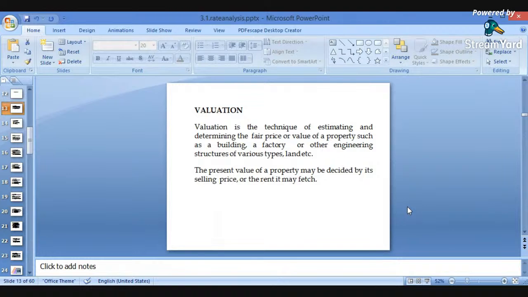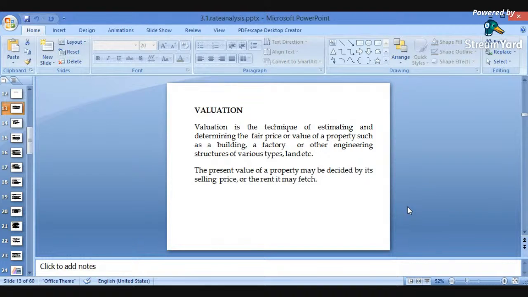First, we will see what actually valuation is. Valuation is the technique of estimating and determining the fair price or value of a property. As the word itself indicates, we have to find out the value or fair price of a property, depending upon its locality, the various conditions, the availabilities, or the amenities available. The fair price or value of the property is nothing but the valuation.